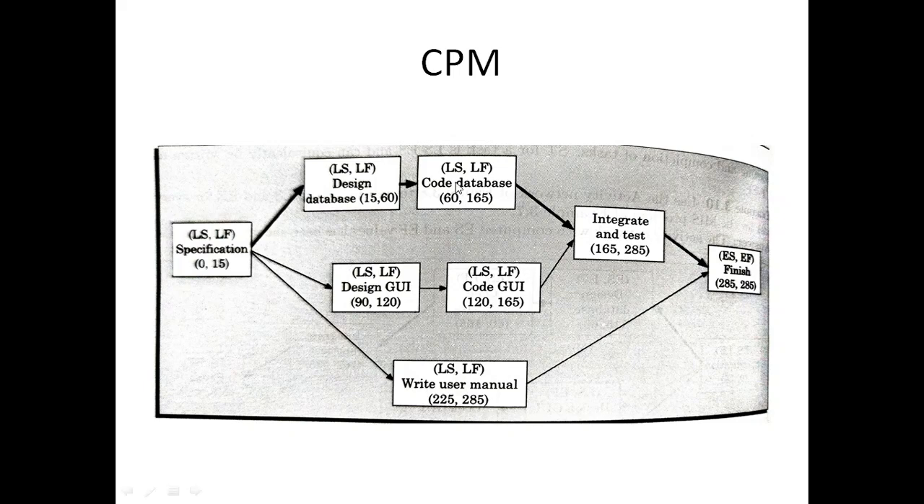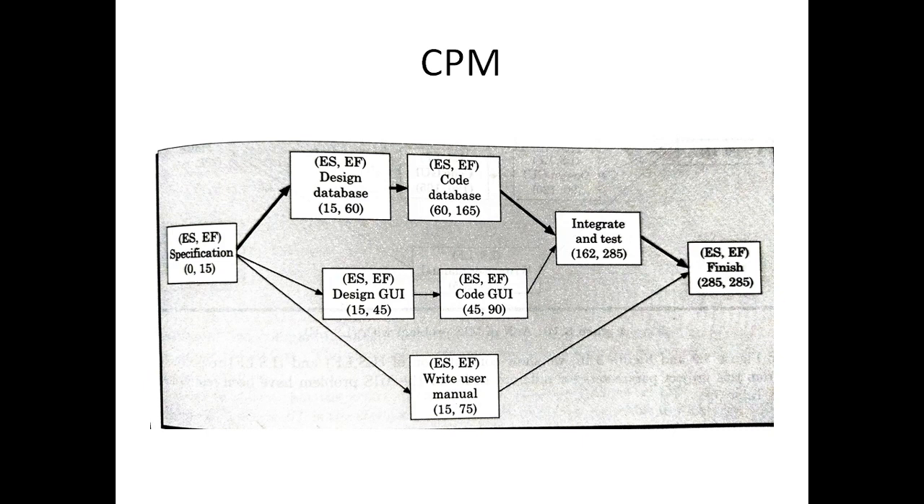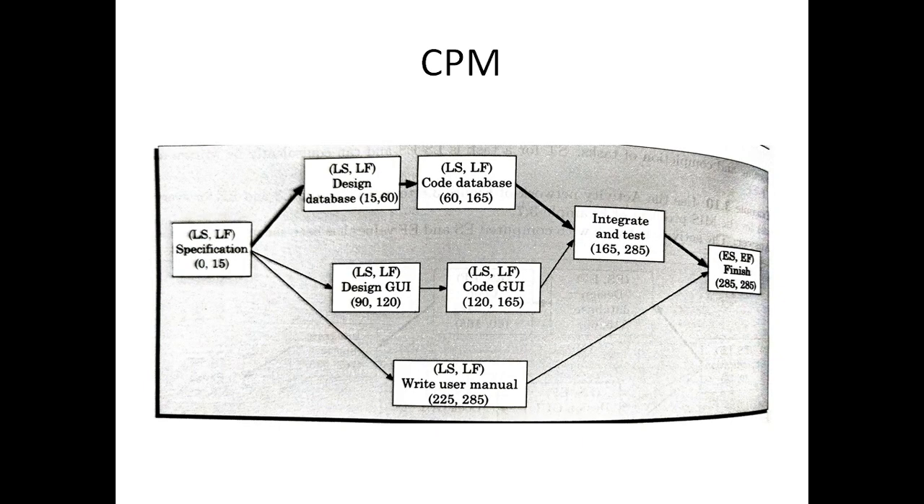He can monitor whether that code database has started in 60 days, and if it is completing in 160 days. So he knows when the latest start should be. The latest start of this one is 225 days. So it can be delayed up to 225, or it can be started earlier also. But the latest start should be 225. If we start in 230 days, then there will be schedule slippage. In this way, the project manager can monitor the whole activities by drawing this CPM using these two notations.